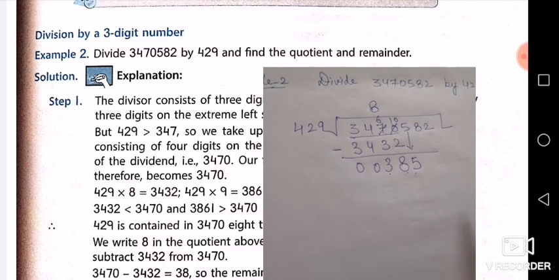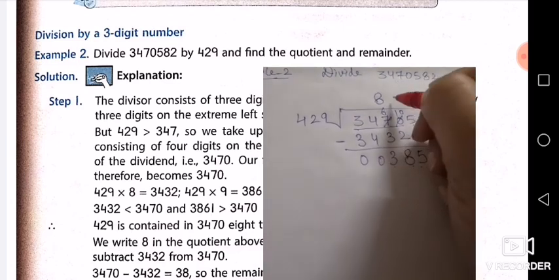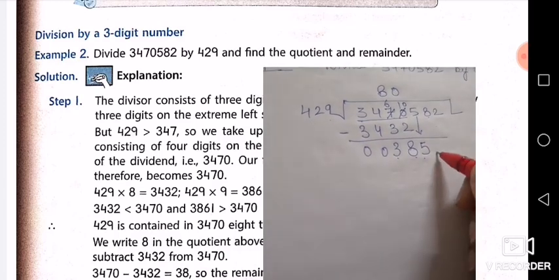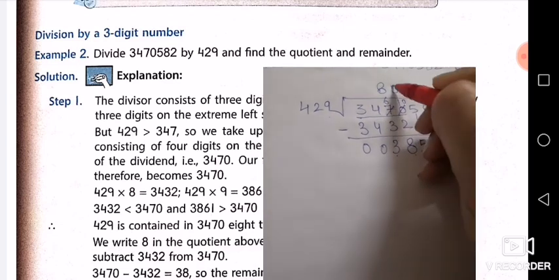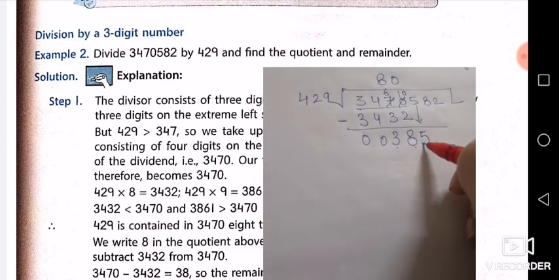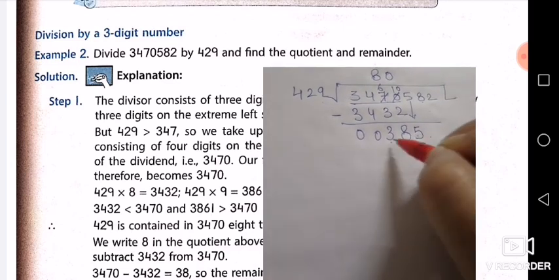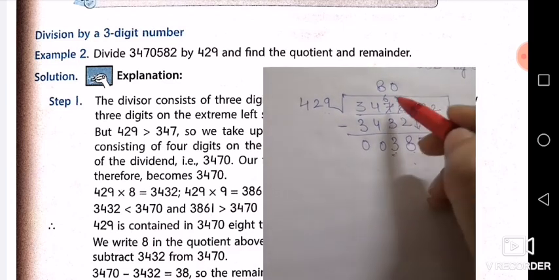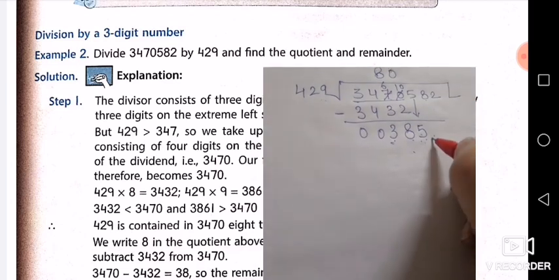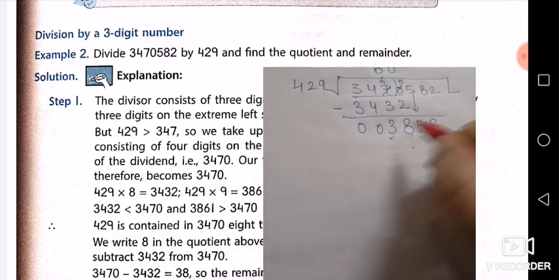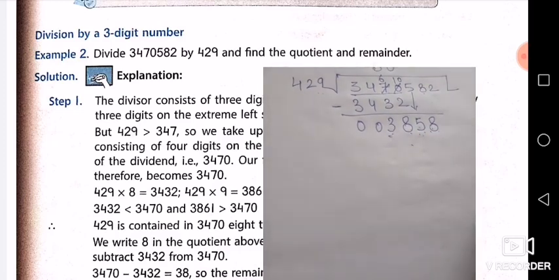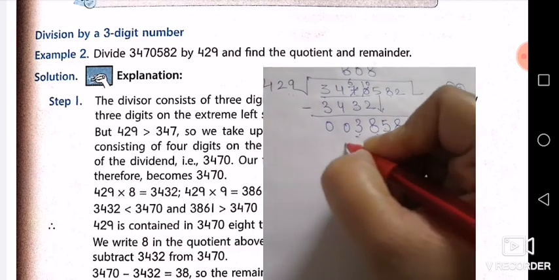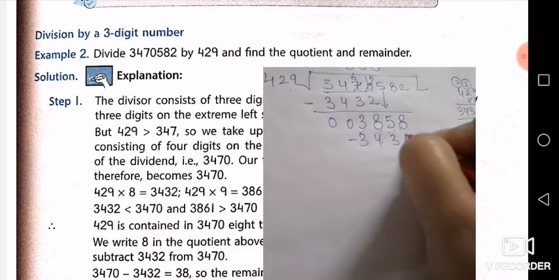Okay. So the next step will be, we'll put a 0 to take the next digit down. We'll put a 0 because, by including this 5, that number is smaller than our divisor. So we'll put a 0 and then take the next place also here. Now 3858, again it is near to 8 times only. So it goes 8 times: 3, 4, 3, 2.